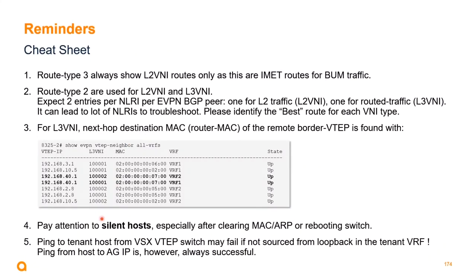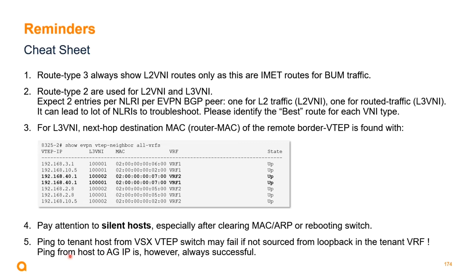We covered that the ping to a tenant host from the VSX VTEP may fail because you need to source from a loopback in the tenant VRF. So for that, that's why we introduced those loopback VRF. If you are not doing that, with the SVI sourcing the IP, the ping will simply not get any answer back.